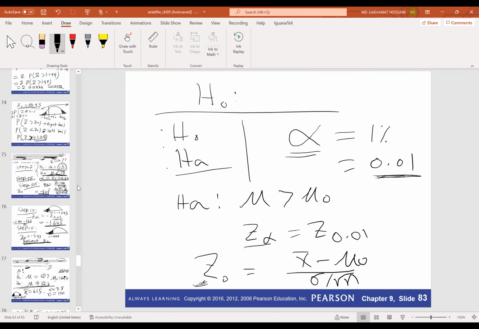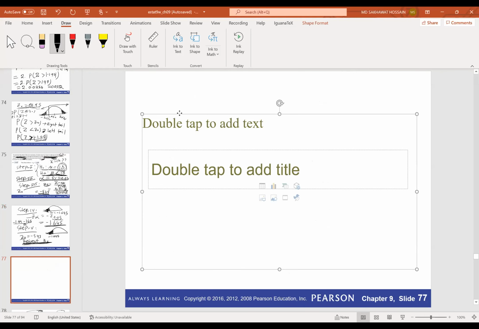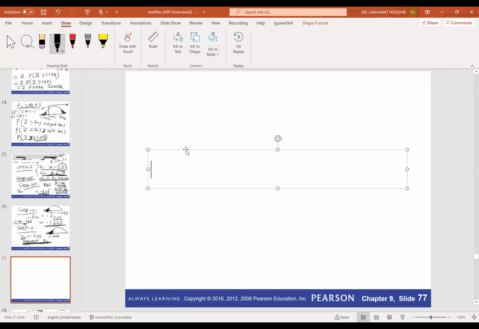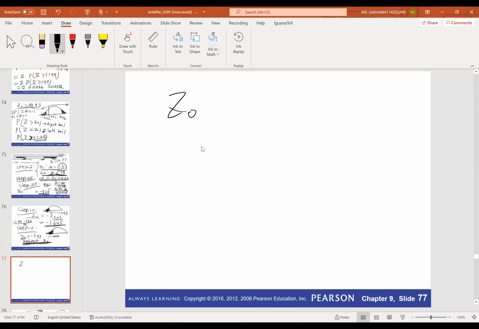Okay, let's go back to the same problem. Here we made our decision using the critical value approach. If you do not want to use the critical value approach, then you can calculate the p-value. So how do we get the p-value? To calculate it, you know the test statistic, which is negative 5.43. So z observed is negative 5.43.